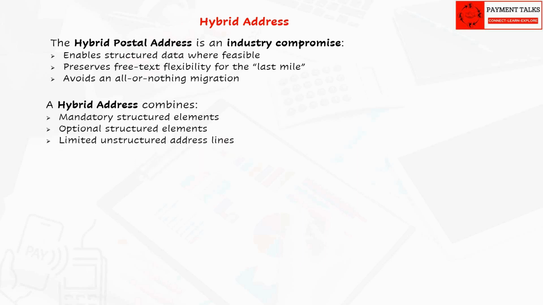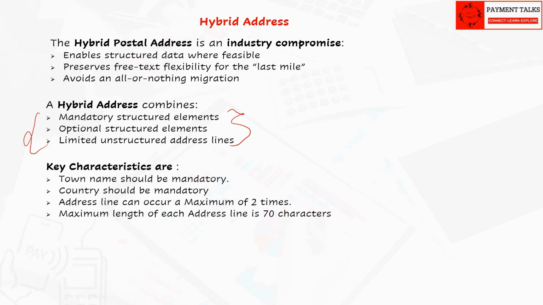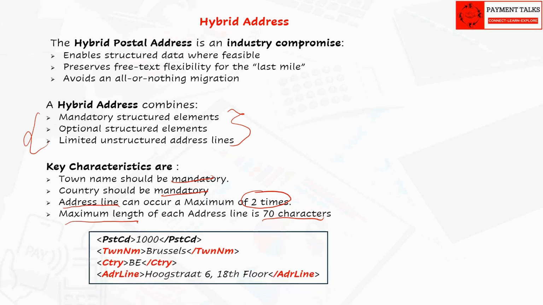Then what is a hybrid address? A hybrid address combines mandatory structured elements, optional structured elements, and limited unstructured address lines as well. Key characteristics of hybrid address are: town name and country are mandatory. Address line can occur a maximum of 2 times. Maximum length of each address line is 70 characters. Example can be seen here. It contains the mandatory town name and country, optional elements like postal code, and mandatory at least 1 out of 2 occurrences of address line.